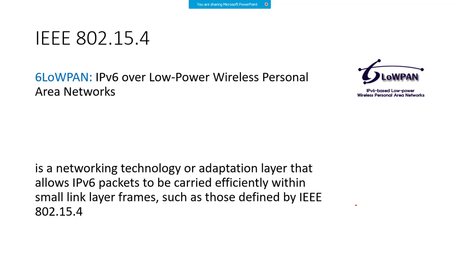6LoWPAN. Right now this 6LoWPAN is actually based on the आपका फिजिकल और डेटा लिंक तो सेम रहा, वो फिजिकल एंड मेक लेयर, तो वो क्या हुआ 802.15.4. उसके ऊपर इसने क्या किया, it supports IPv6 over Low-Power Wireless Personal Area Networks. Very important. Why? I will tell you. Right? It's a networking technology or adaptation layer that allows IPv6 packets to be carried efficiently within the small link layer frames, such as those defined by IEEE 802.15.4.